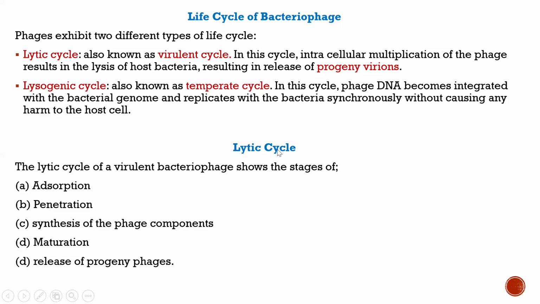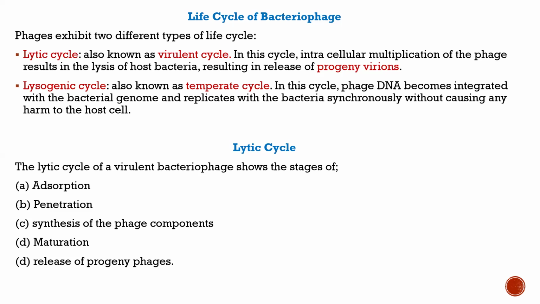Then let's talk about the lytic cycle. How does it happen? The lytic cycle involves 5 stages. We have the adsorption of the bacteriophage, the penetration of the bacteriophage, synthesis of the phage components, maturation, and then the release of the progeny phages. So these are all the different stages that these viruses called bacteriophage use in attacking or invading the host, in this case, bacteria.